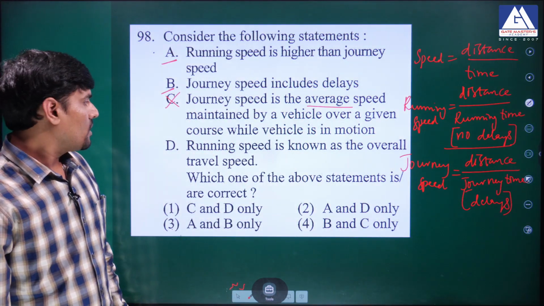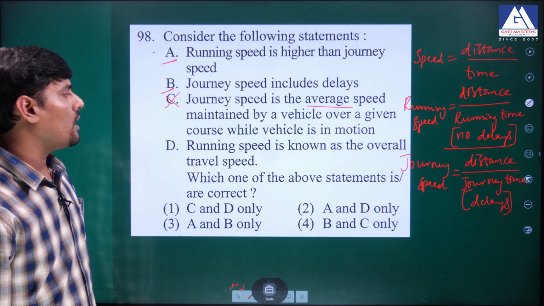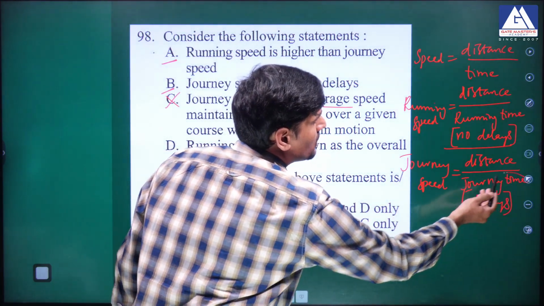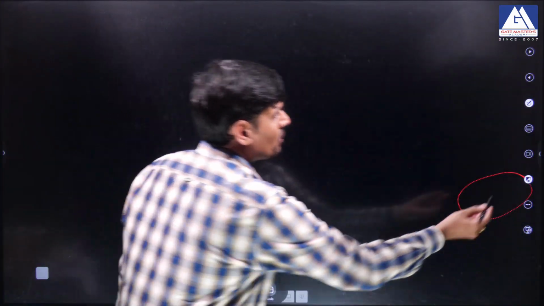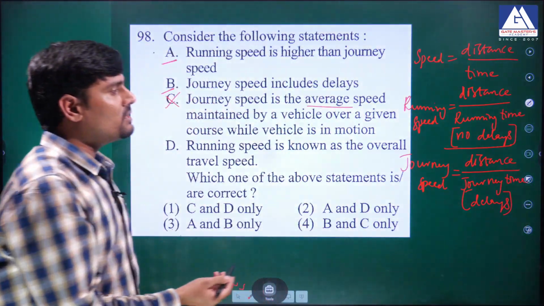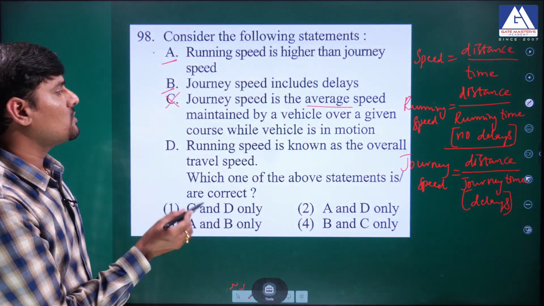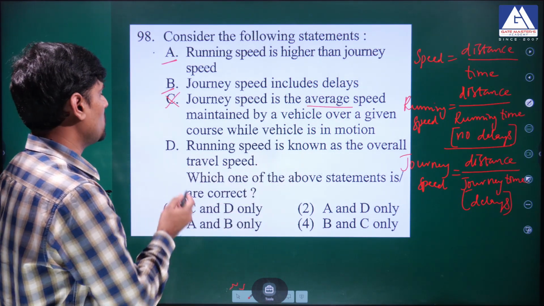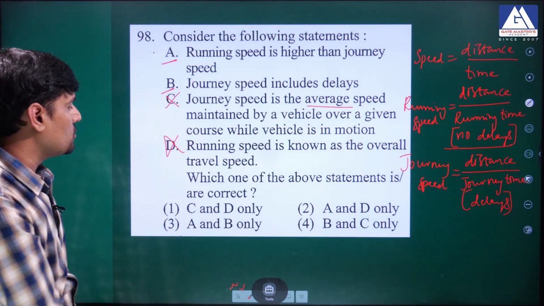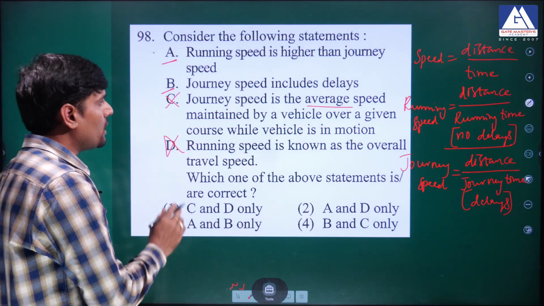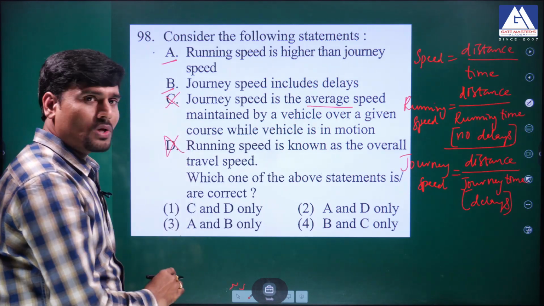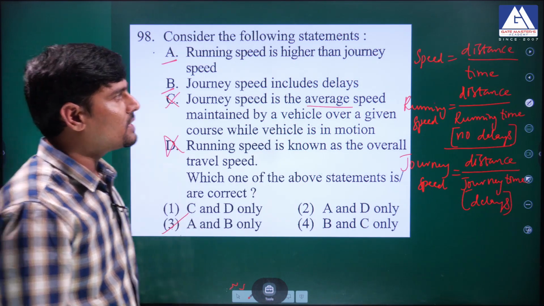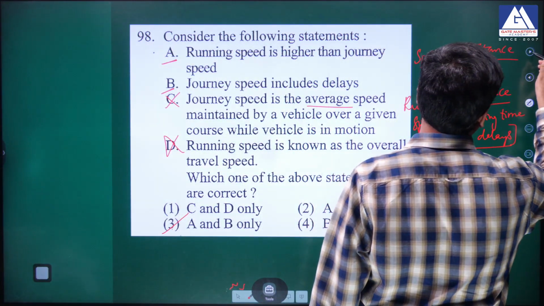Option number D, running speed is known as the overall travel speed. No, because the overall time is utilized only in the calculation of journey speed. But here it says running speed is known as the overall travel speed. No, so option number D is also overruled. So we are only left with 2 options, option A and option B. So option number 3 is the correct option. Moving on.